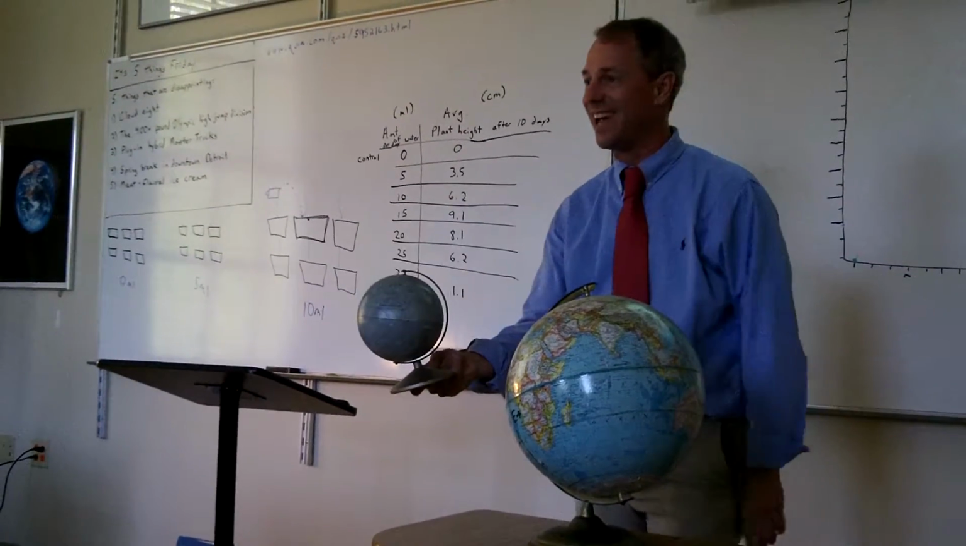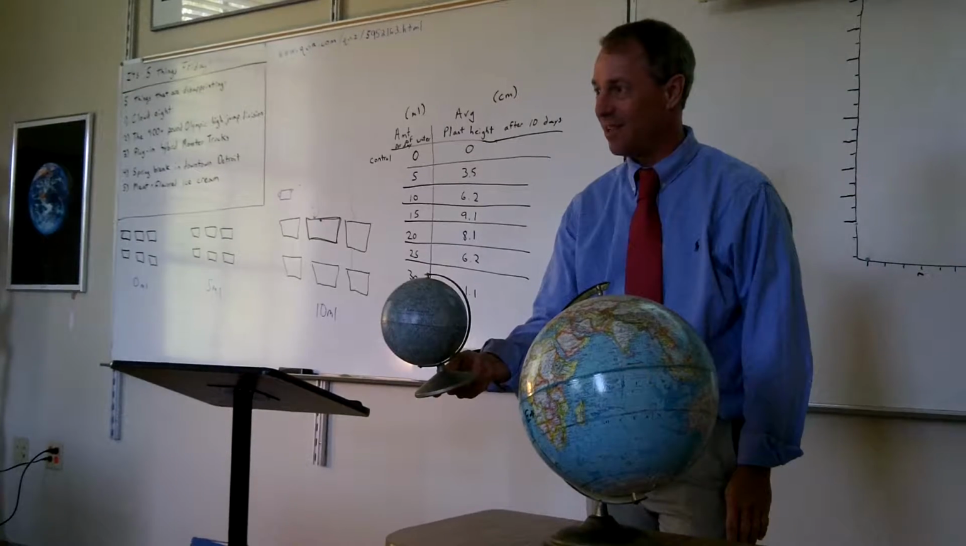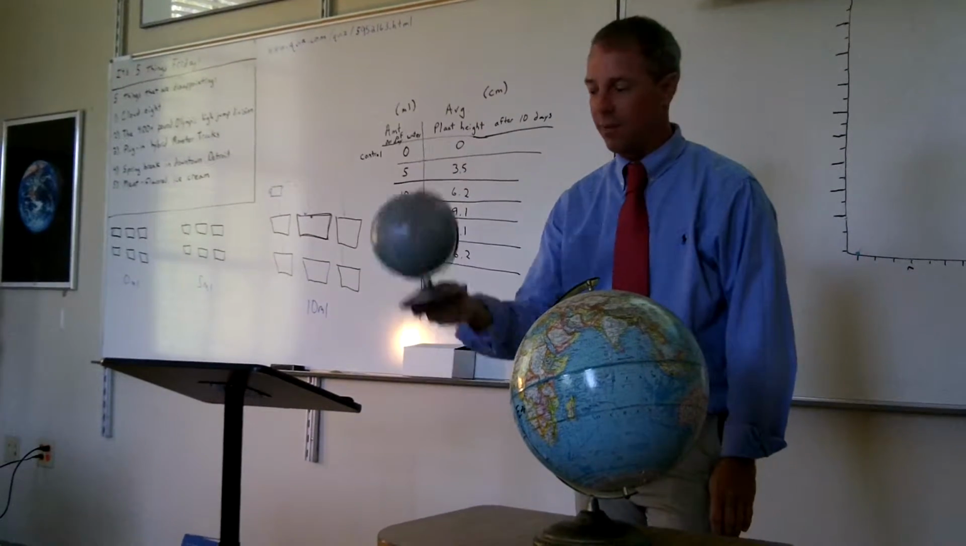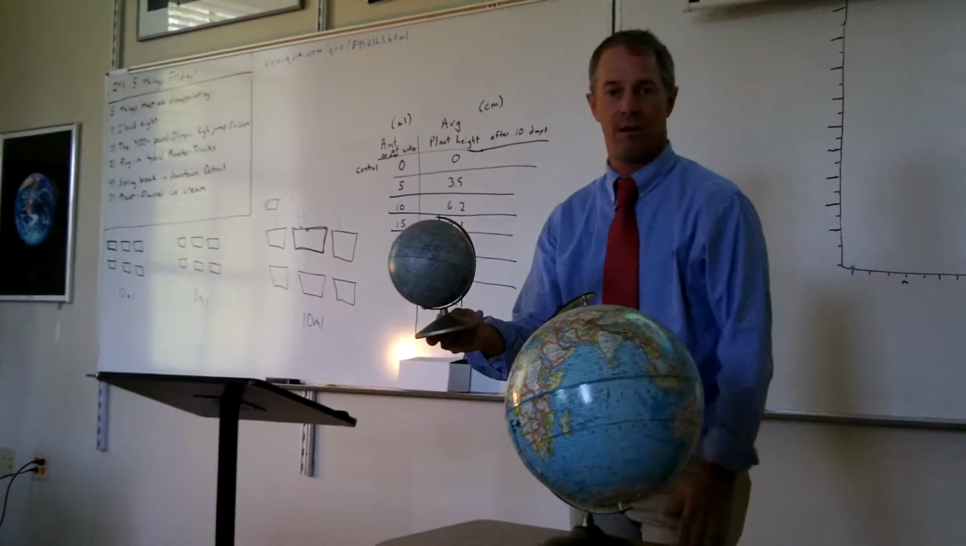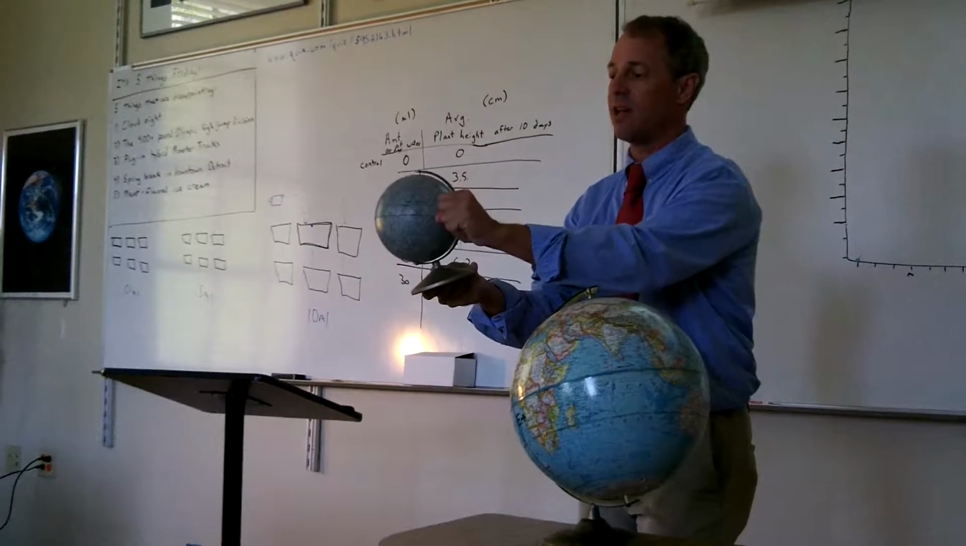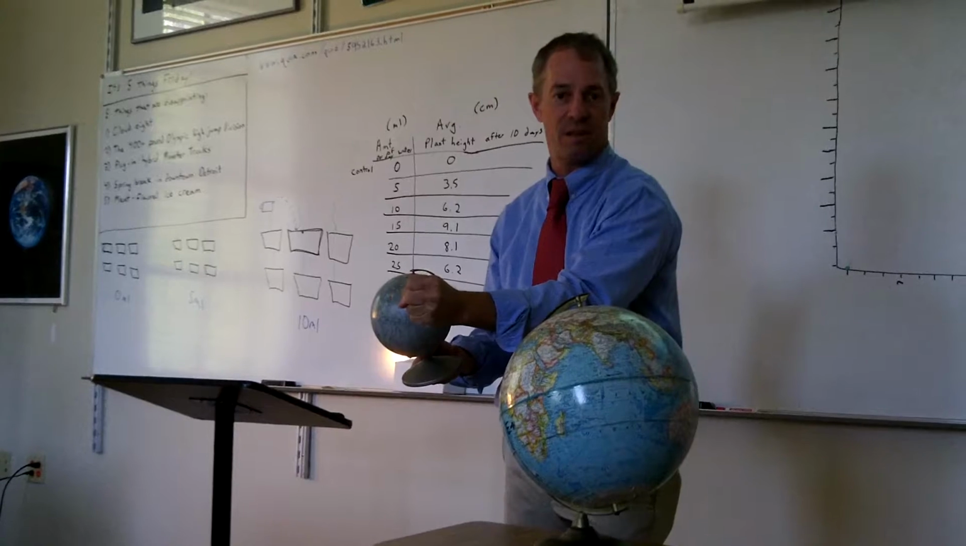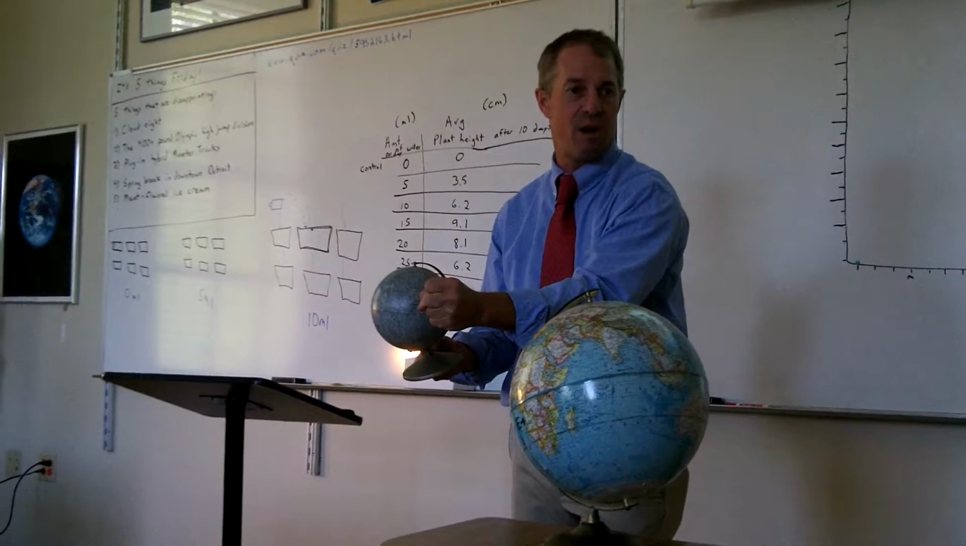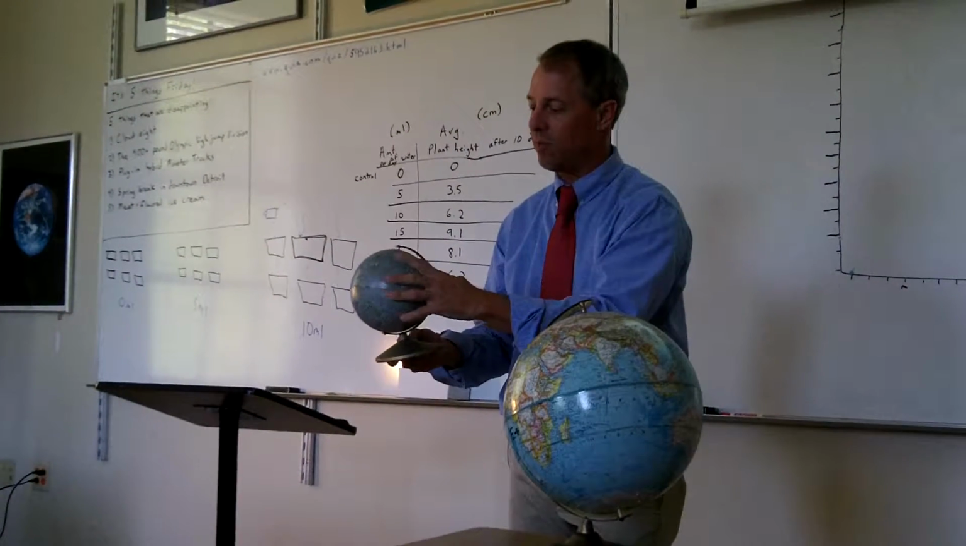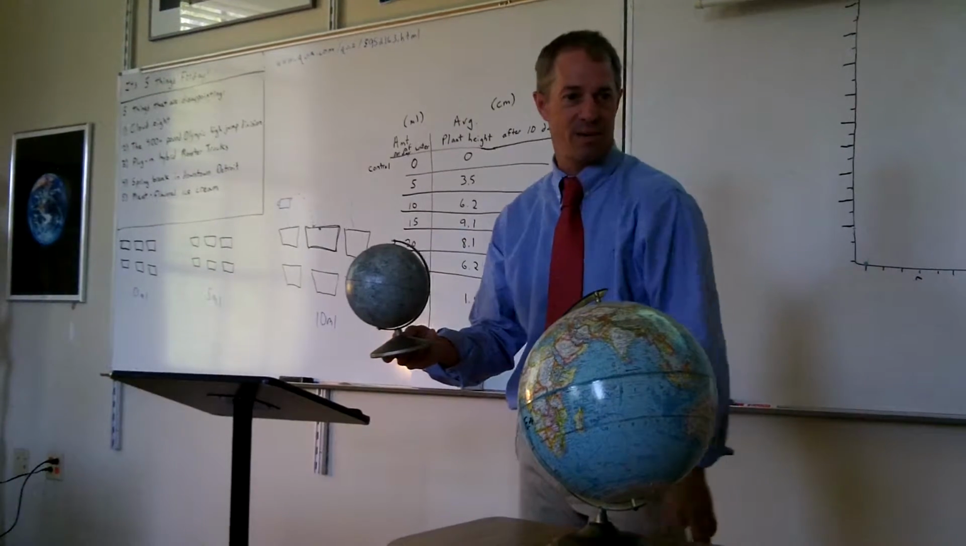The moon is really not this close to the Earth. The moon is pretty far from the Earth. And the moon is really not this big compared to the Earth. The moon's about half the size. If the Earth was this big, the moon would be about the size of my fist, or about the size of a tennis ball. This moon globe is a little bit bigger than the actual moon is.